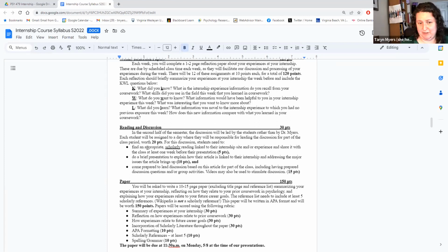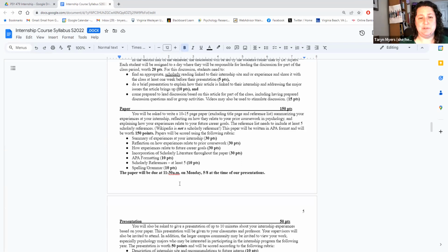And then that article can be one of the articles you use for your paper. A lot of people see this 10 to 15 pages and freak out, but usually at least half of this ends up being condensing and reiterating your journals throughout the semester. So please don't freak out about the idea that this might be a 10-page paper.